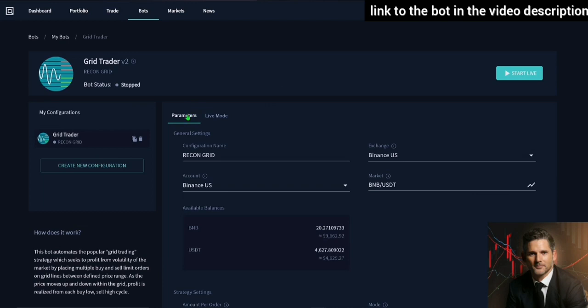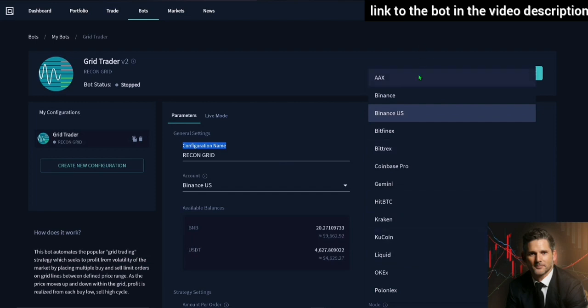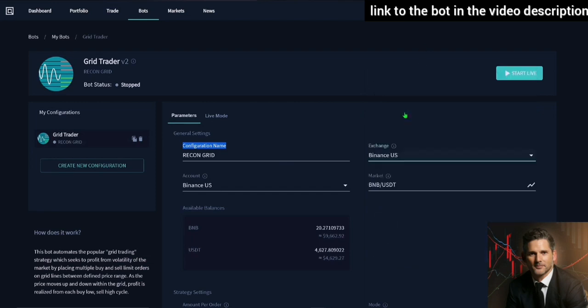You would arrive at the parameters page so you could actually configure the bot. And the first thing you want to do is obviously name your bot. I just named it Recon Grid. You select your exchange from a list of exchanges you have connected. In this case, I'm going to be using Binance US.